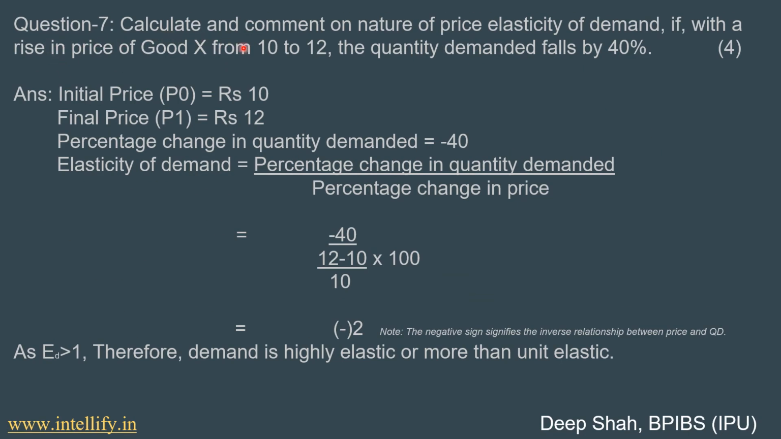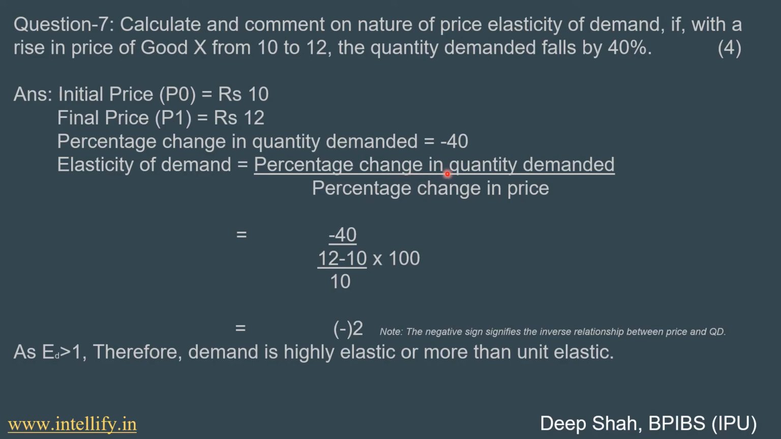Question 7. Calculate and comment on the nature of price elasticity of demand, if with a rise in price of good X from 10 to 12, the quantity demanded falls by 40%. Answer. Initial price P0 is equal to rupees 10. Final price P1 is equal to rupees 12. Percentage change in quantity demanded is 40%. So elasticity of demand is percentage change in quantity demanded upon percentage change in price.